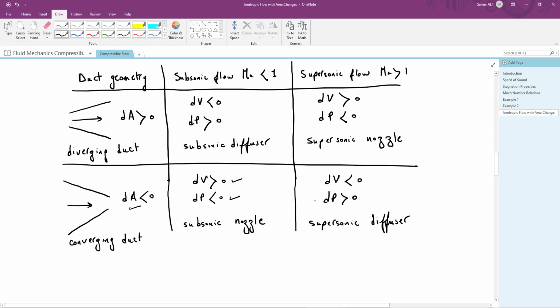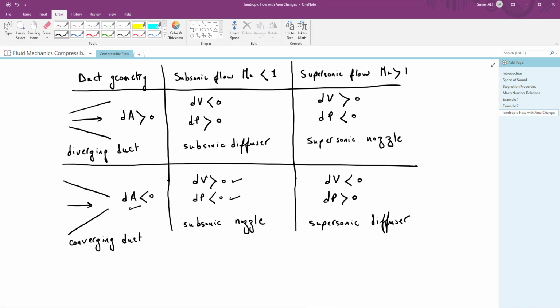I will stop this lecture for now, maybe to digest all this information. And in the next lecture, I will talk about a very important geometry called a converging-diverging duct. So a converging-diverging duct, you will see later on, is a converging duct connected directly with a diverging section. So you have this geometry which is in series, a converging section connected in series with the diverging section.